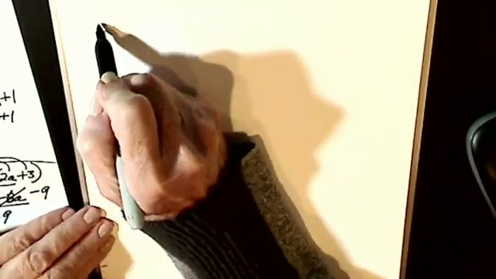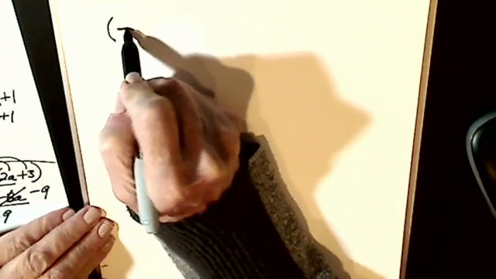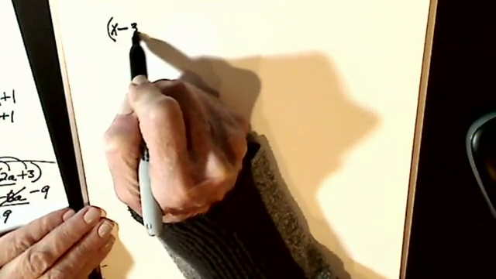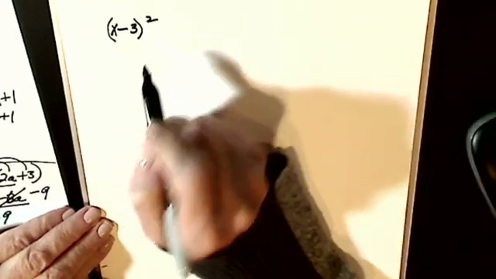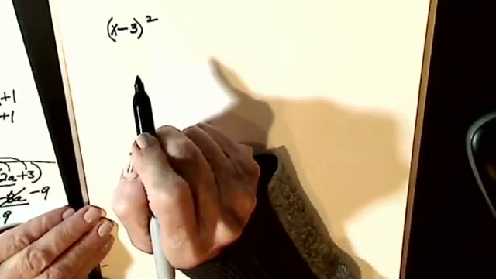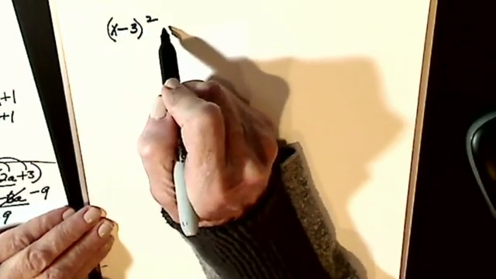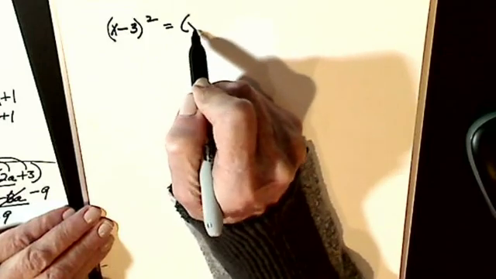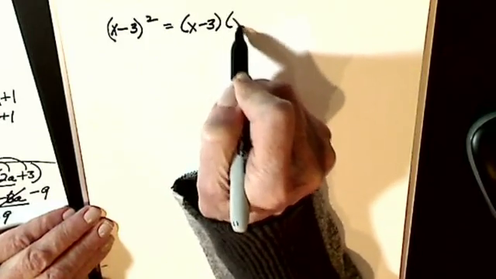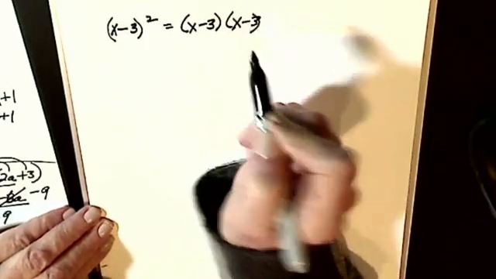Hi, now we're going to multiply binomials that have special products. If I have something like this, x minus 3, the quantity squared, I have to know that this is a FOIL. I cannot just square the first term and square the second term. So this becomes x minus 3 times x minus 3.